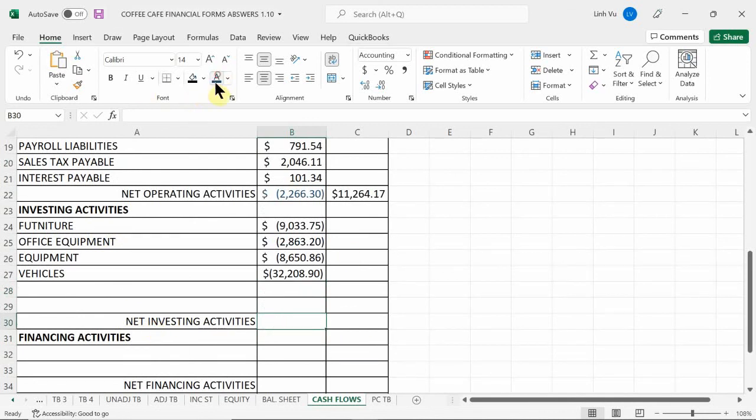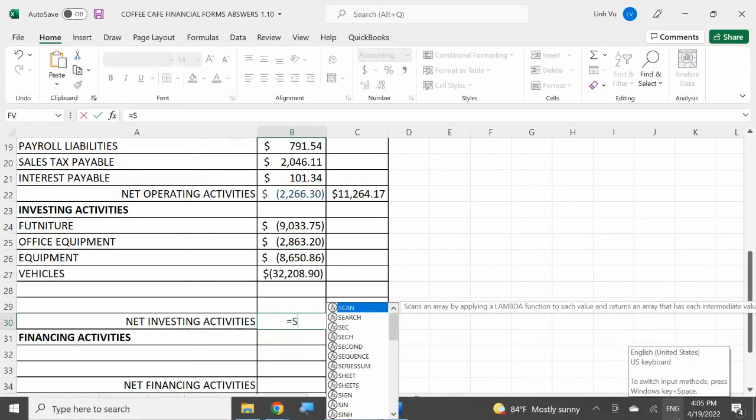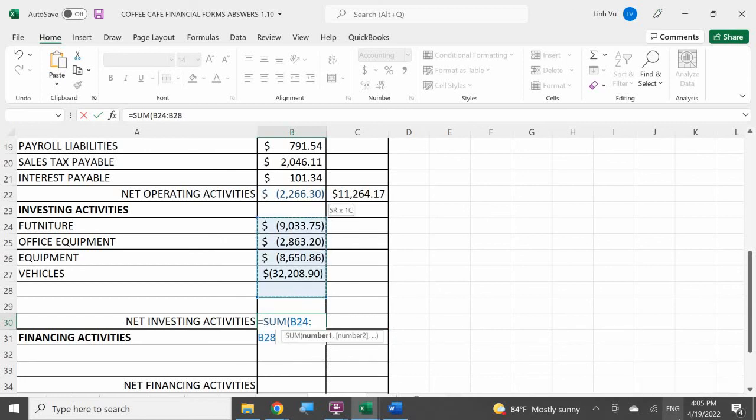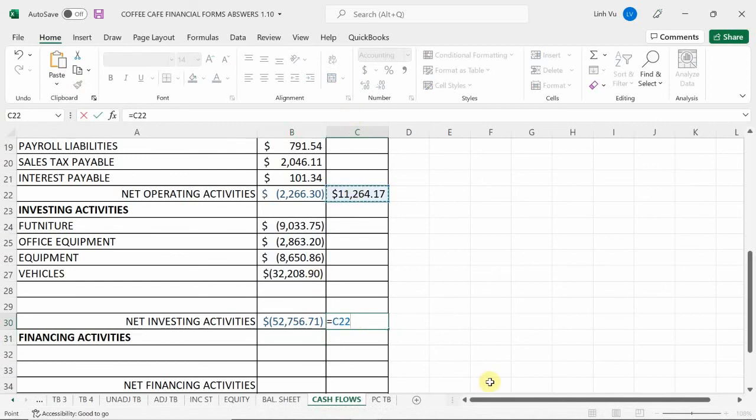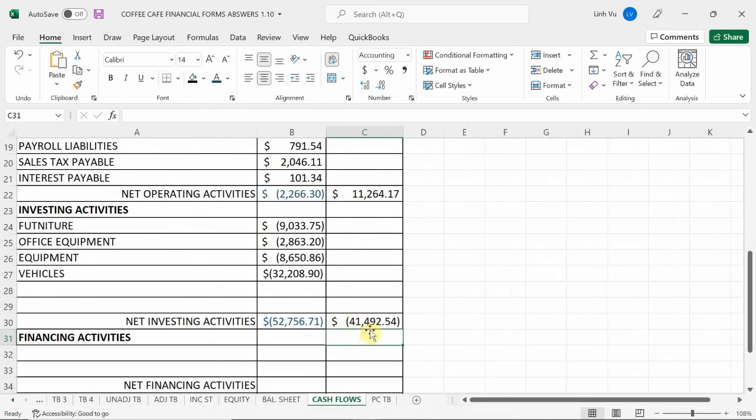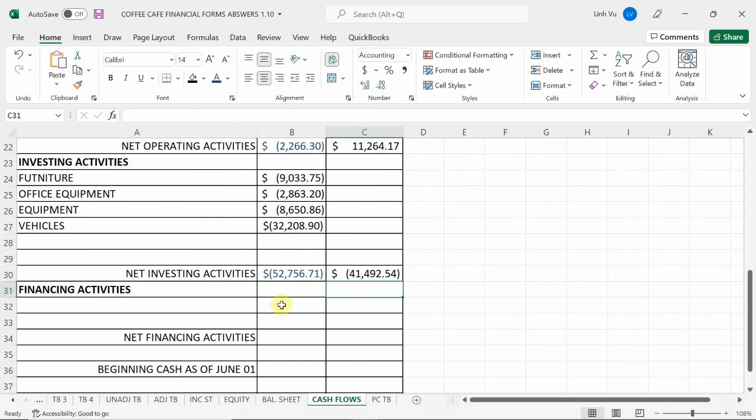So I need to calculate what my total investing is. So in this case, equal sum. Total investing activities is going to give me negative $52,756.71. So what I'm going to take this number is I'm going to counter against my net operating activities. So in this case, I'm going to take my 11,000, and I'm going to subtract out this $52,000. And I'm going to get a total of negative $41,492.54. Which is true, because I spent $52,000 in investing into my company. Okay? So therefore, I should be at a negative 41,492.